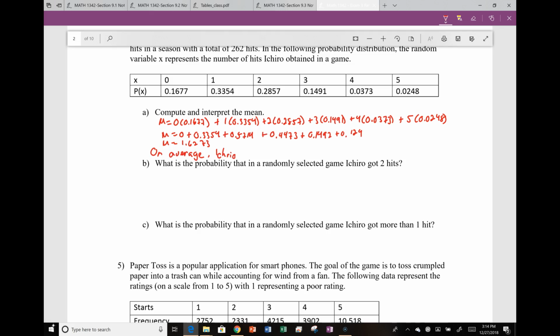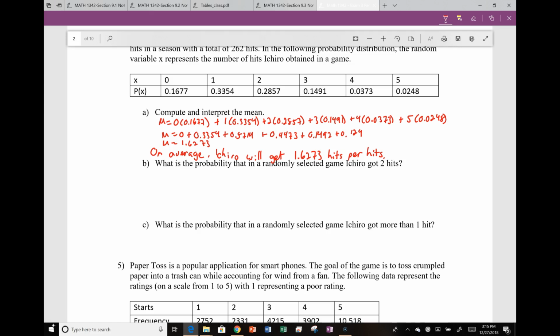We'll get 1.6273 hits per game. Now, I understand that he can only get 1 or he can get 2 hits. He can't get in between, but we're talking about an average. Think about quiz scores or exam scores or anything like that. You can get a 95 or you can get a 96, but on average, maybe you have a 95.4. Same situation applies here. Okay?